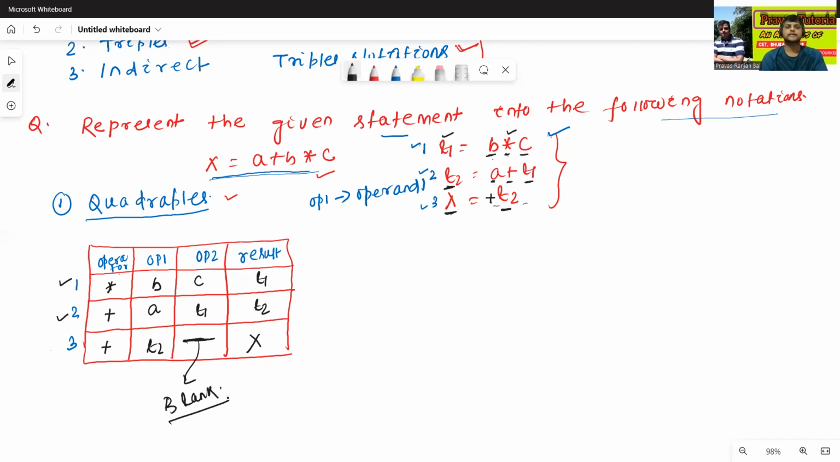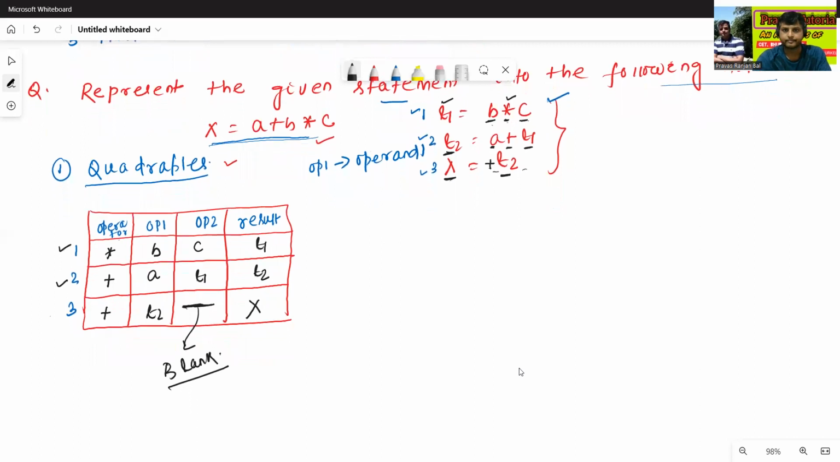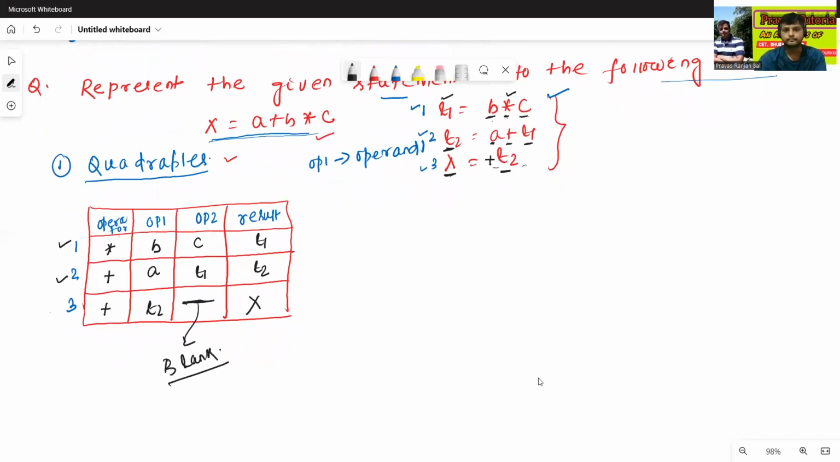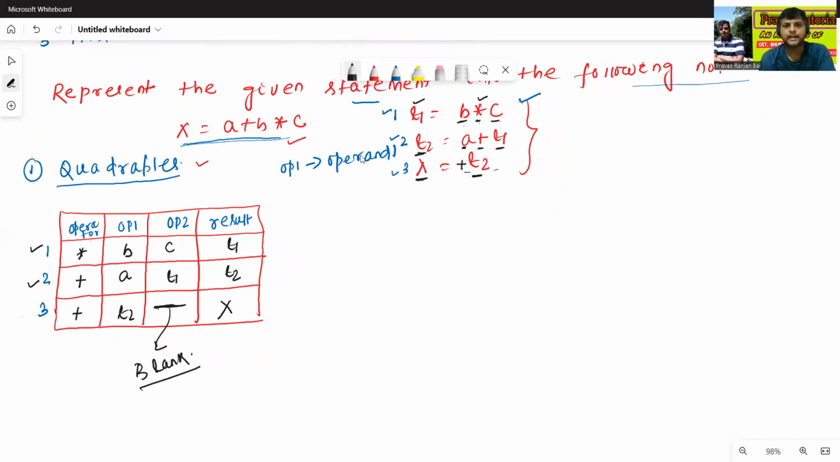Okay, so this is called the quadruple notation. Similarly, the second notation is called triples notation. See, quadruple notation means there are 4 columns. Similarly, triples notation means there are 3 columns.